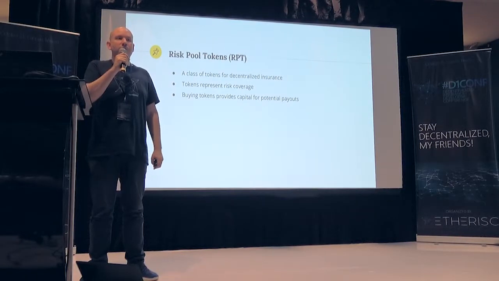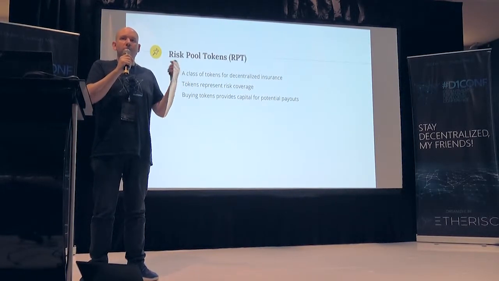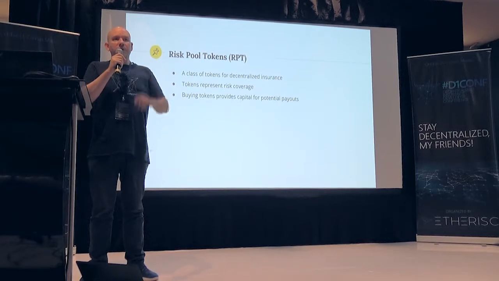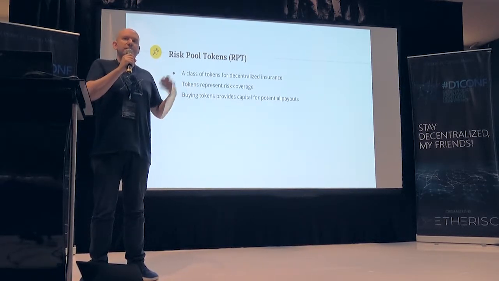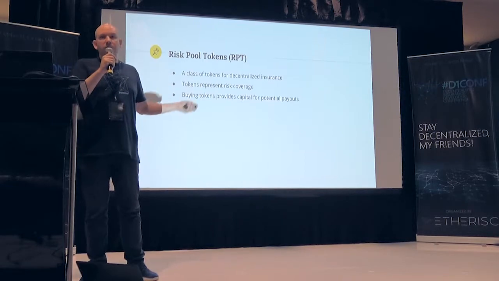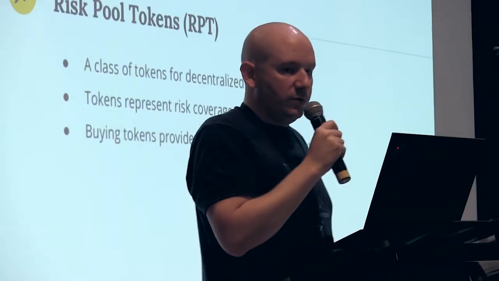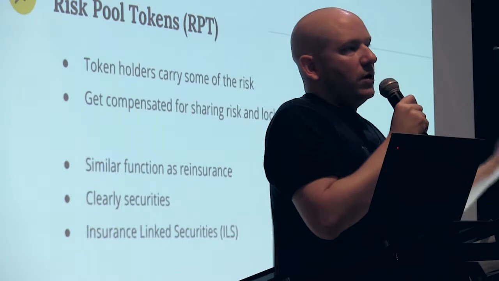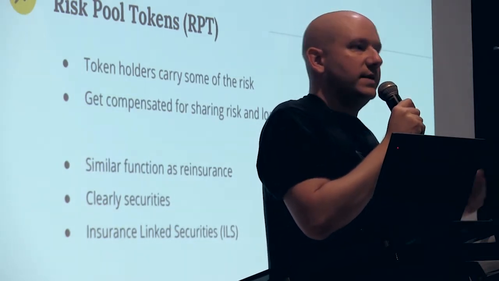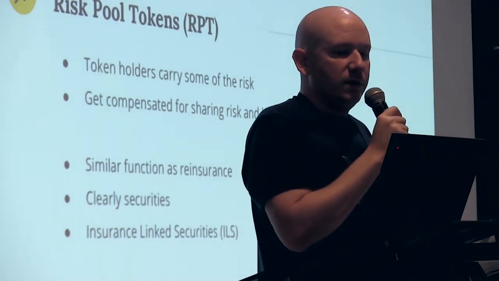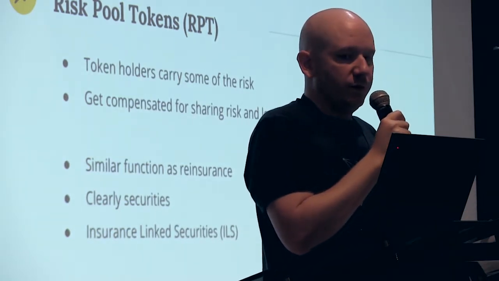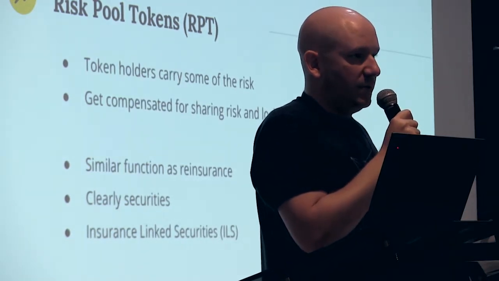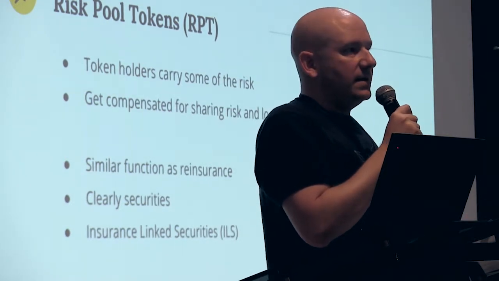And this capital can then be used to cover these long tail risks. When we heard Jake talk about the basic risk model, who covers these long tail risks? In Jake's model, we saw you can sell this to reinsurance, but you can also use tokens for the same purpose. So the token holders, as soon as they bought those tokens, carry some of the risk in the insurance system, and they also get compensated for sharing these risks and locking up their capital. So in a sense, this serves the same function as reinsurance.